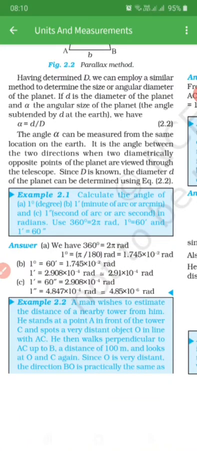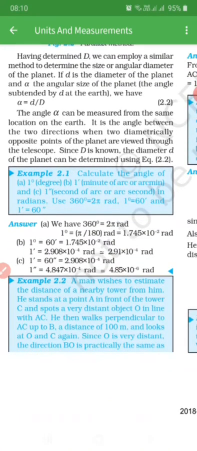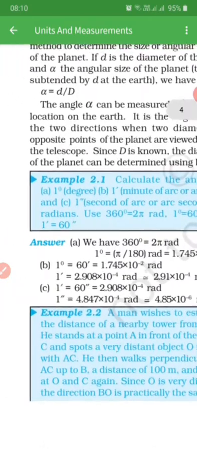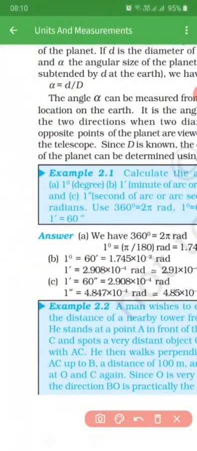Now example number 2.1, it is very important. Calculate the angle of 1 degree, 1 minute and 1 second in radian. Use 360 degrees is equal to 2 pi radian. 1 degree is equal to 60 minutes and 1 minute is equal to 60 seconds. Here you can see, degree is denoted by a small circle, and the minute is denoted by a single quote, and for second, two such signs will come.